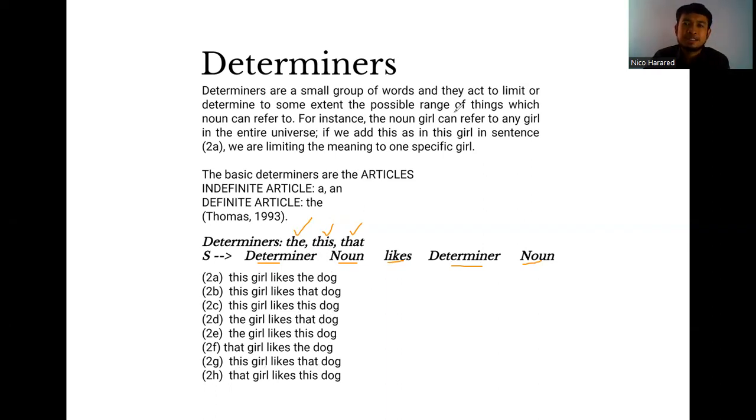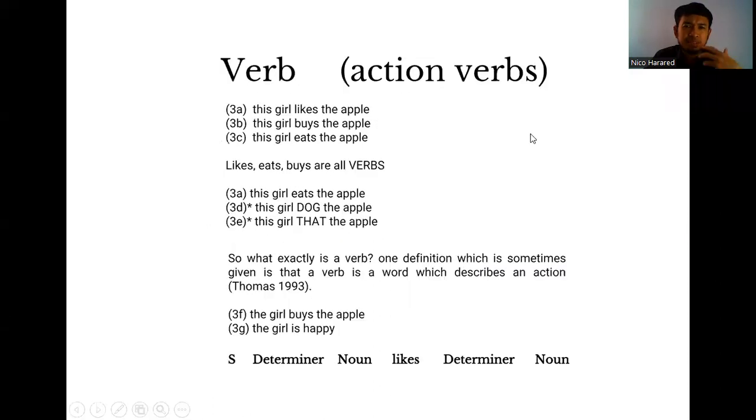After determiners, we have verbs. We know the action verbs, for instance, likes, eats, buys are all verbs from the following sentences. This girl likes the apple. This girl buys the apple. So what kind of apple? Smartphone or literally fruit?